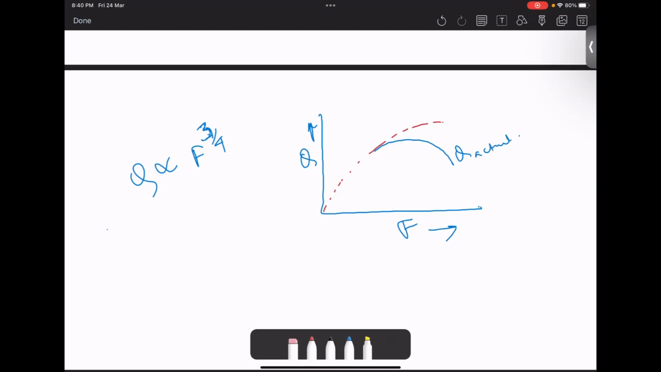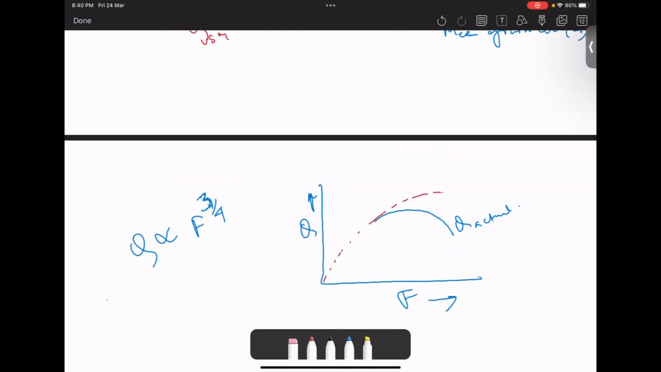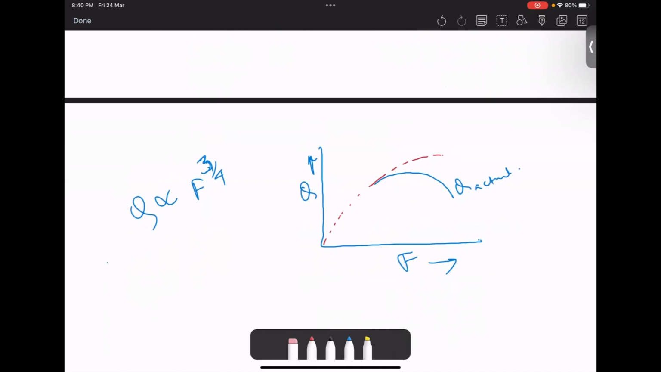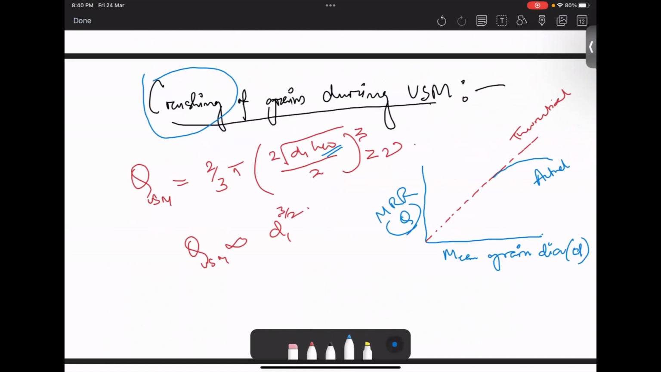Why is that? The same case as the above one. With increasing feed force, the accumulation or the rubbing action between the grains leads to crushing of the abrasive grains, which results in a decrease in MRR of the process. Okay, so this is about your crushing phenomenon, and these two are clear.